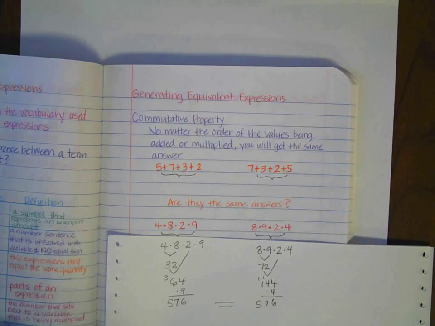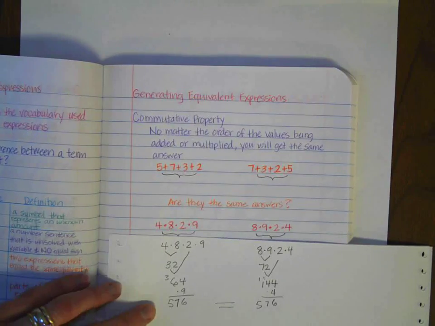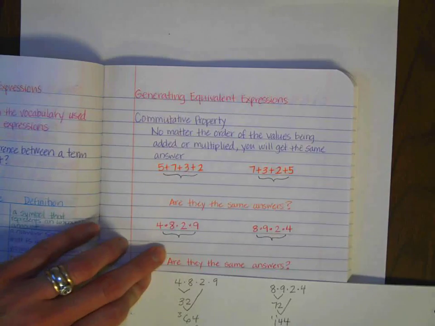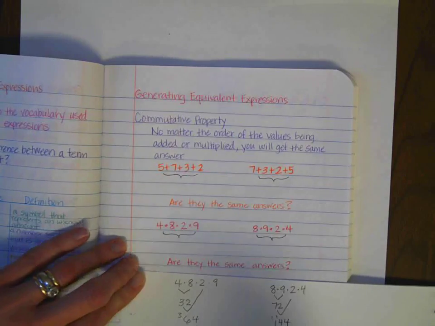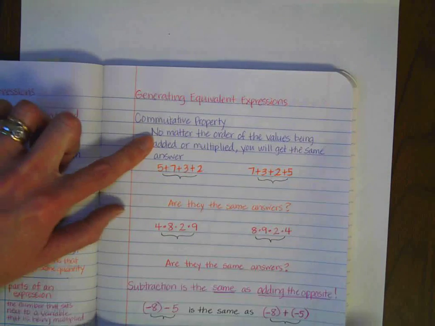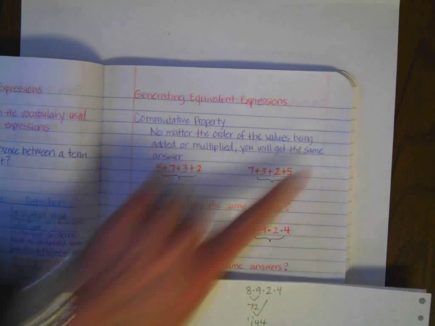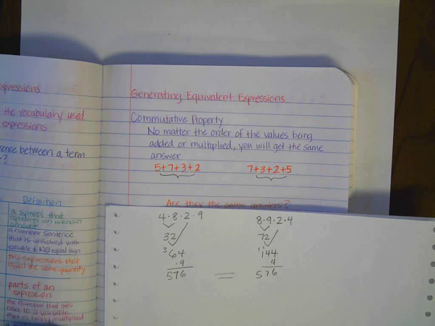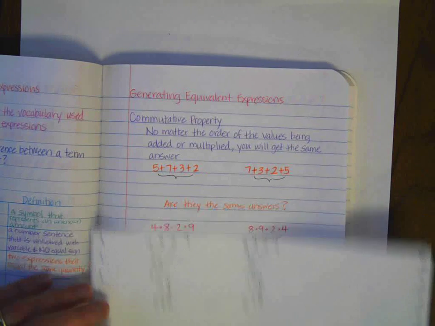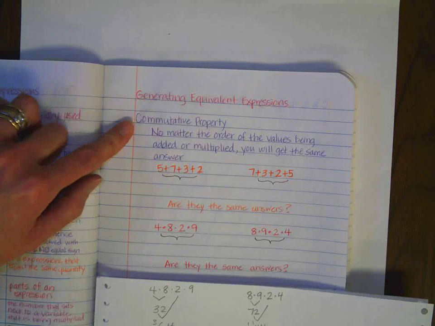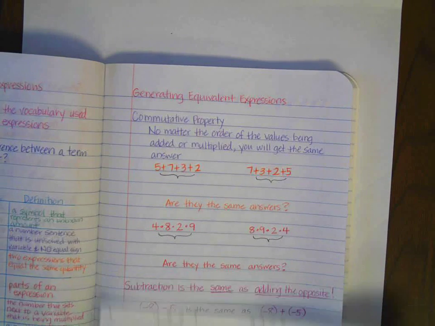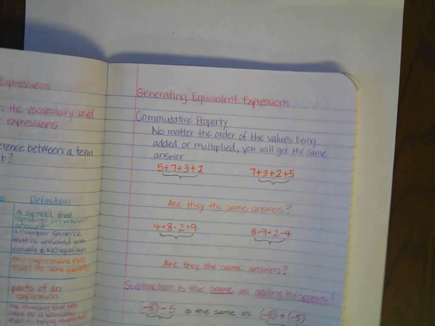Ta-da! Are they the same? The answer is yes. So again, your answer that sits right there should be 576. Your answer that sits right here should be 576. And you have proven, yet again, that no matter the order of the values being multiplied, you will get the same answer. So we proved that one as well. Okay, so commutative property, very, very important property to know when you're working with equivalent expressions.